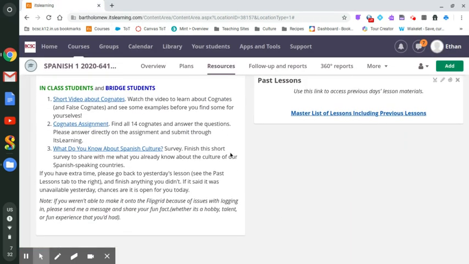One last note, if you have extra time, if you're in class, or if you get that done pretty quickly, if you're a bridge student, you can go back to yesterday's lesson and finish anything that you didn't. I know there were some issues with it saying that things were unavailable, or you just weren't able to get into It's Learning at all.